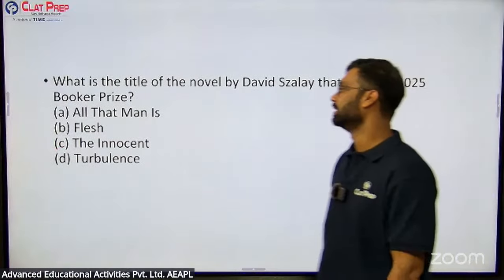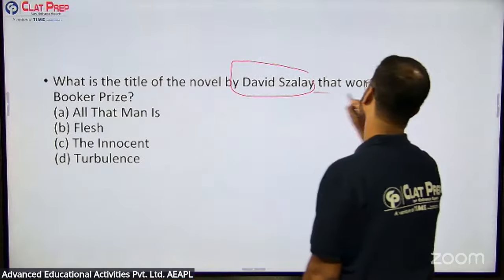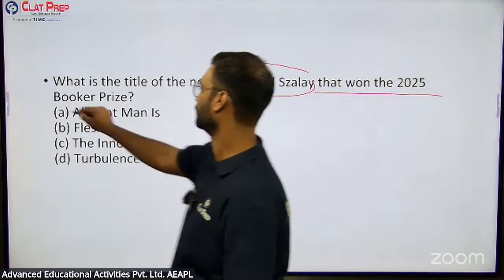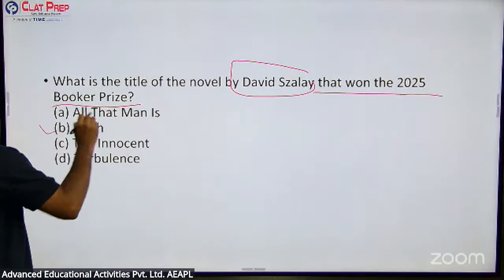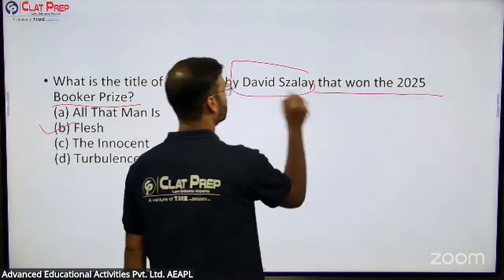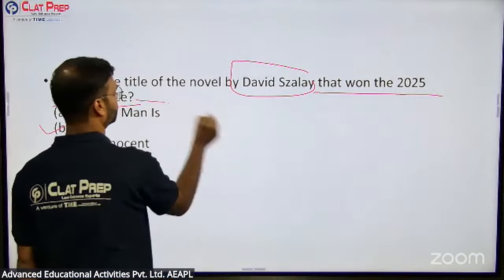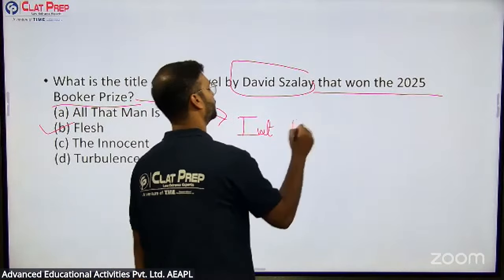Okay, next question. What is the title of the novel by David Szalay that has won the 2025 Booker Prize? Right. Now, as we already discussed in the previous slide, Flesh is the novel for which he has received the prize. Now, apart from Booker Prize, you should also know about International Booker Prize.